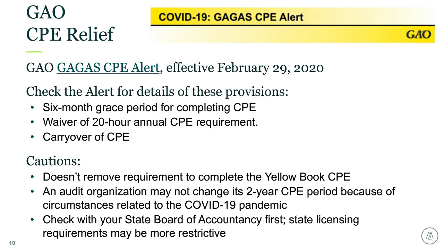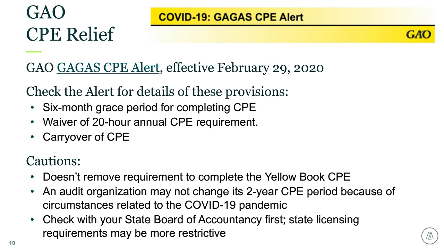And then some very late breaking news. Just a couple of weeks ago, the Government Accountability Office, which is the body that maintains government auditing standards, issued an alert on GAO CPE requirements. The requirements for continuing professional education embodied in the Yellow Book or Government Auditing Standards is one of the more unique aspects of that set of rules that auditors need to contend with.